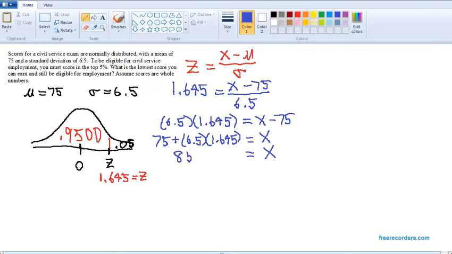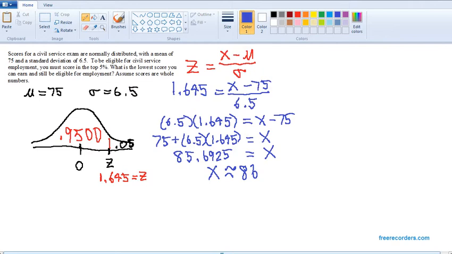My calculator gives me 85.6925, but remember, a score in a test is a whole number, so here, to get into that top 5%, you need to score an 86, or obviously 86 or better, to be in that top 5%.